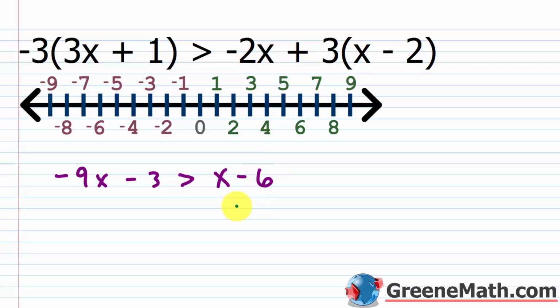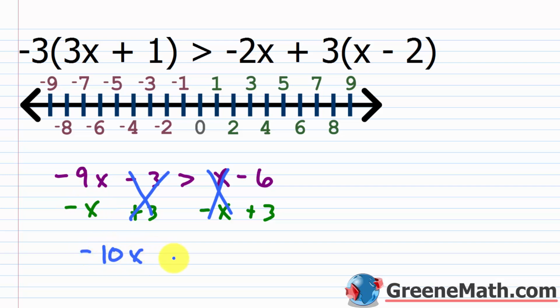Now I'm going to get all the variable terms to one side and all the numbers to the other. So I'm going to subtract x away from each side of the inequality. I'm going to add 3 to each side of the inequality. And this guy's going to cancel, and this guy's going to cancel. So negative 9x minus x is negative 10x. And this is greater than, negative 6 plus 3 is going to be negative 3.